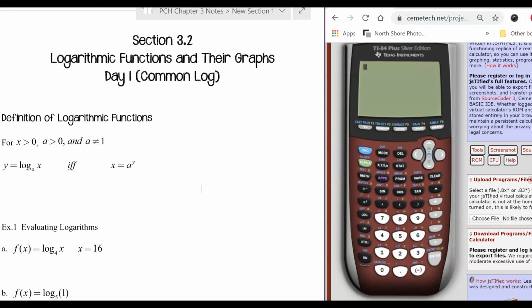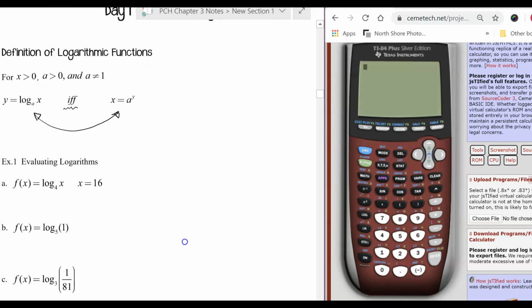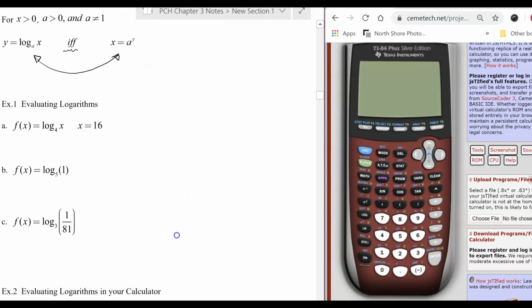So for x greater than 0 and a greater than 0 and a is not equal to 1, we have y is equal to log base a of x if and only if x is equal to a to the y. And we're going to use this definition also to switch between forms, and we'll do that in example 1 here to make things a little bit easier for us.